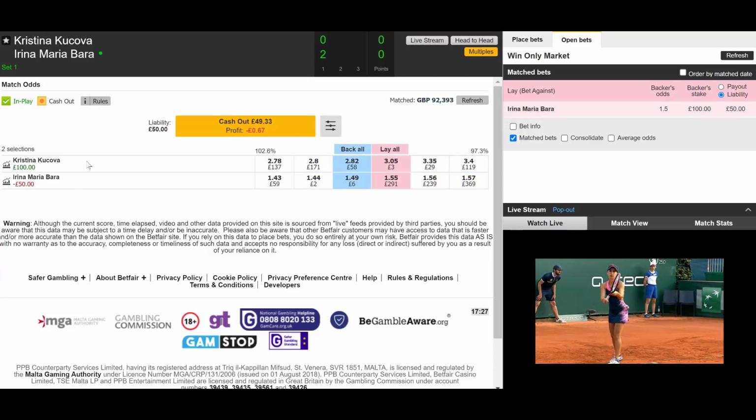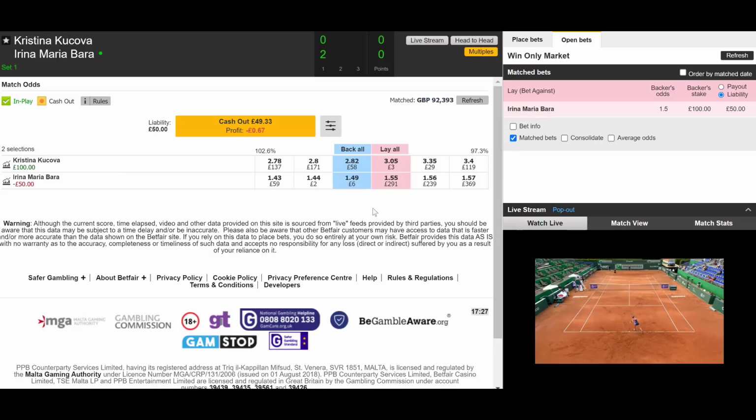We're going to look for Kukova to break back. Then we can get that swing in the odds and we can get out of the market. But of course, we're always going to have a plan B if the price moves against us any further. So anyway, let's see what happens. It's 2-0 right at the start of the match. Plenty of time to go.